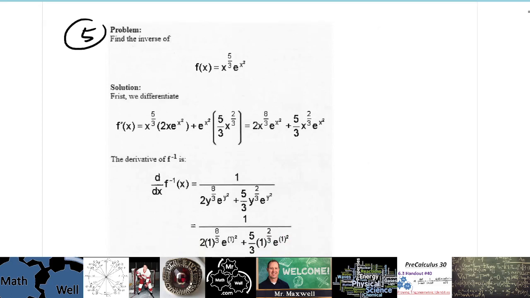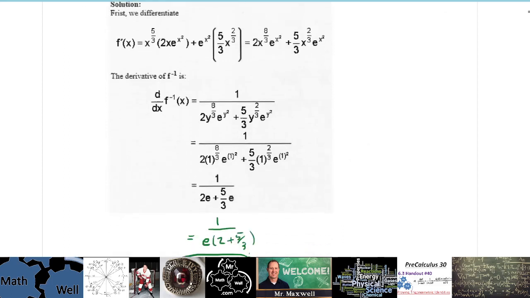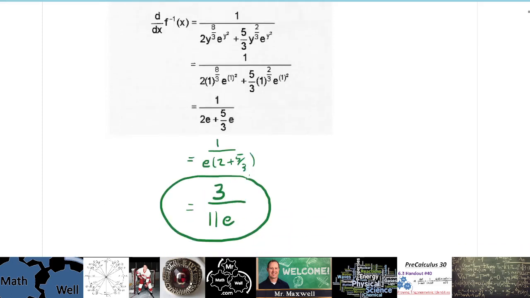Number 5, this one's a little bit more complicated. You got to do the product rule here, right, to find the derivative. But the thing is, you don't have to simplify, really. All you do is plug in your number in for x. So you can use the unsimplified version. And you should get an answer of 3 over 11e.